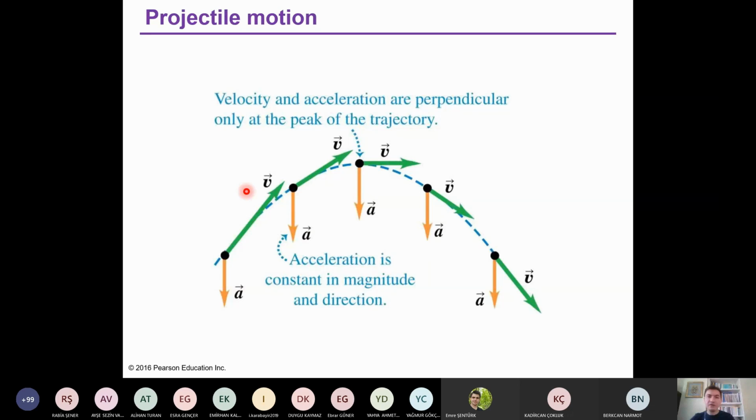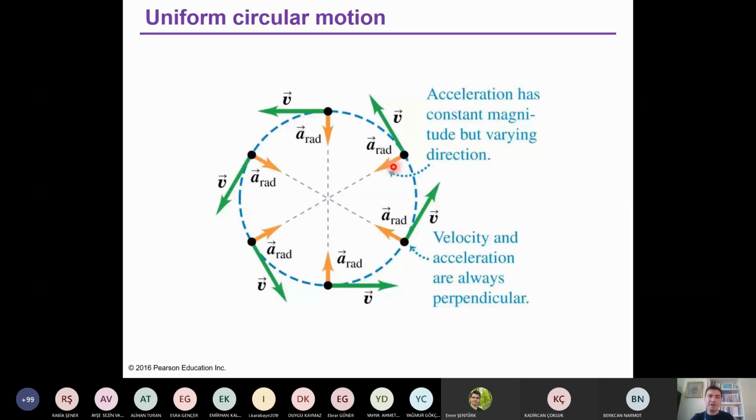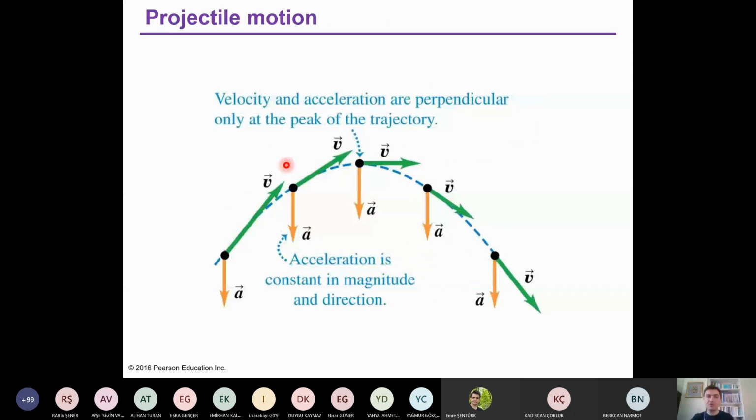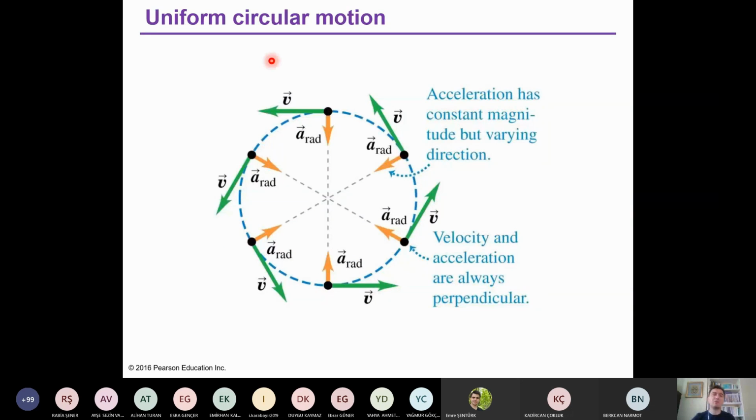Here, they are always perpendicular to each other in uniform circular motion, but in projectile motion, the velocity and acceleration are perpendicular only at the peak of the trajectory. So here, they are not perpendicular, okay? So these are the main differences between projectile motion and uniform circular motion.